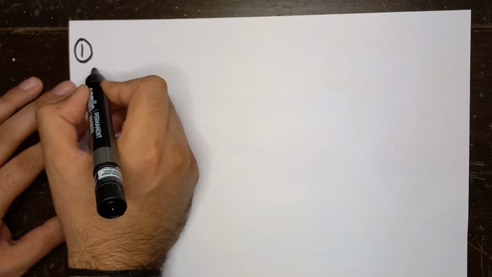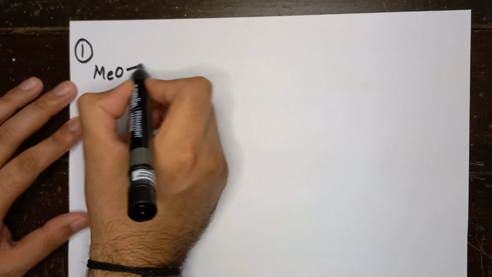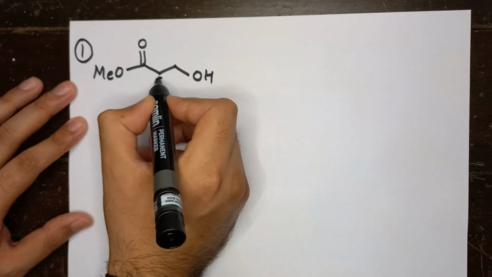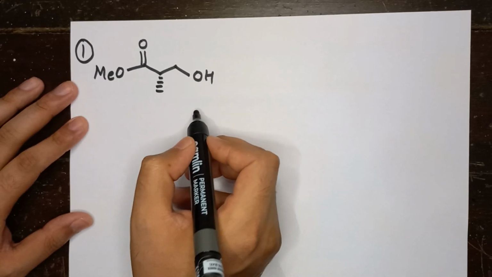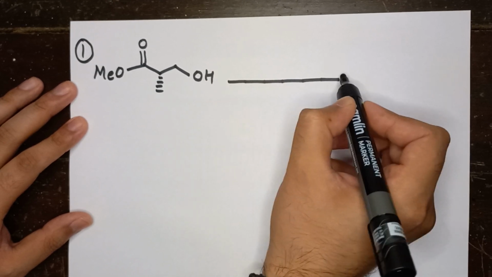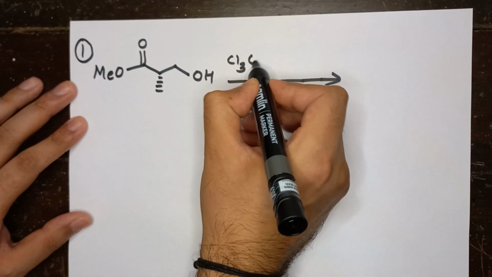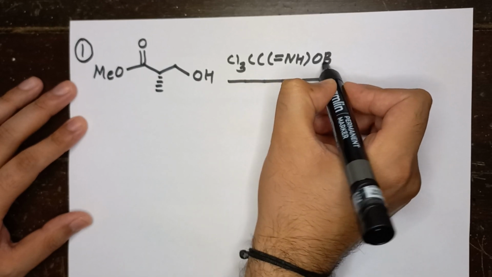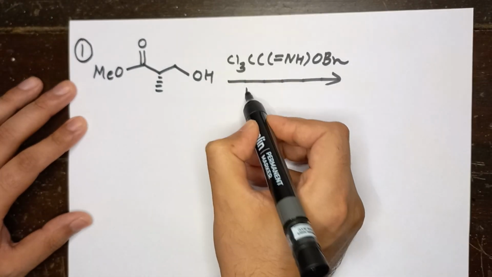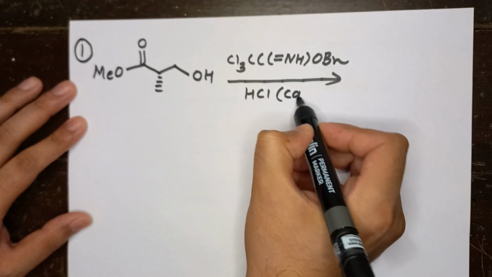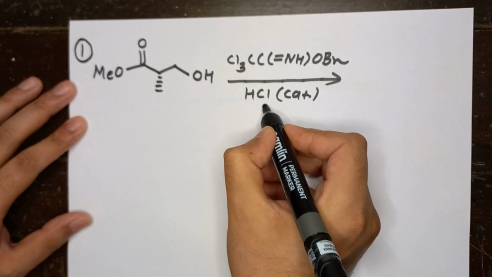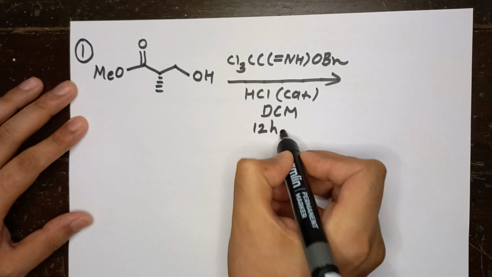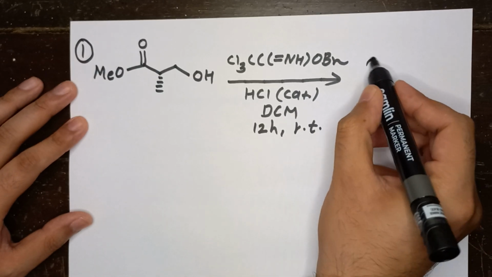So the first problem is, we have this particular starting material and we are reacting this with this particular reagent in the presence of HCl in catalytic amount. We have DCM as a solvent. We are keeping this reaction for 12 hours at room temperature. So what is the product?